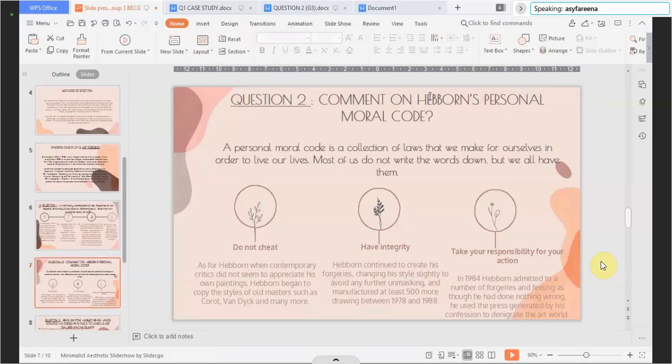As Hebborn felt contemporary critics did not appreciate his own paintings, he began to copy the style of old masters. According to Hebborn himself, he sold thousands of fake paintings. In the sculpture and the drawings, they were his own work, made to resemble the style of historical artists, or slightly altered copies. The second one is have integrity. Hebborn continued to create his forgeries, changing his style slightly to avoid detection, and manufactured at least 500 more drawings between 1970 and 1984.